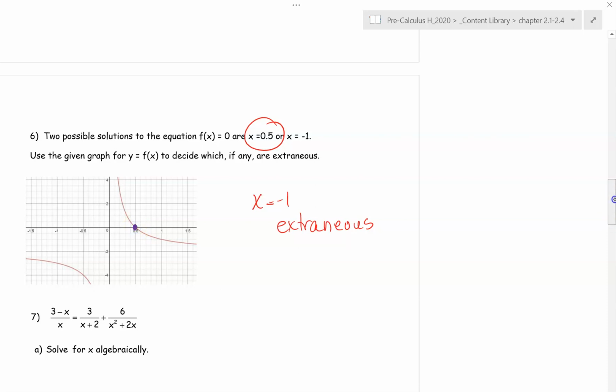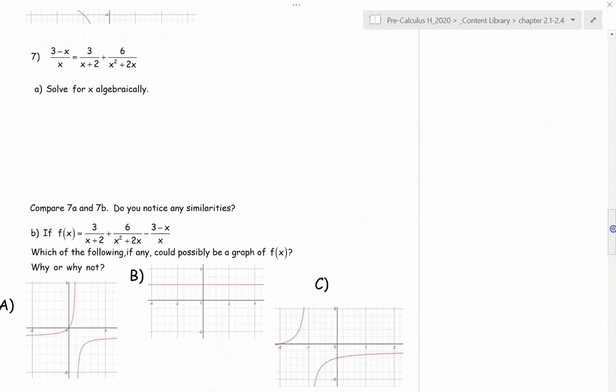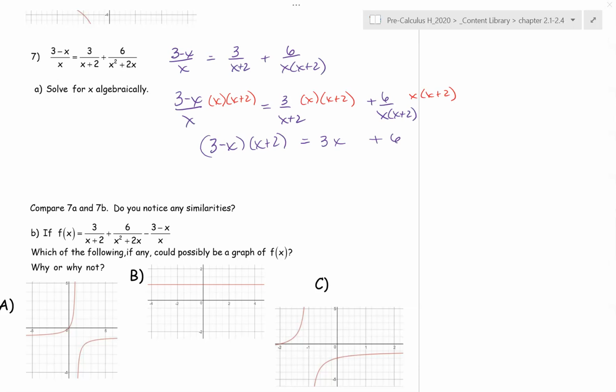Okay, so let's take a look at the next example. We're going to solve number 7, solve for x algebraically. So go ahead and pause the video and solve for x, and don't forget to check your domain. Okay, so if you multiply both sides of the equation by the quantity x times x plus 2, we end up with 3 minus x times x plus 2 equals 3x plus 6.